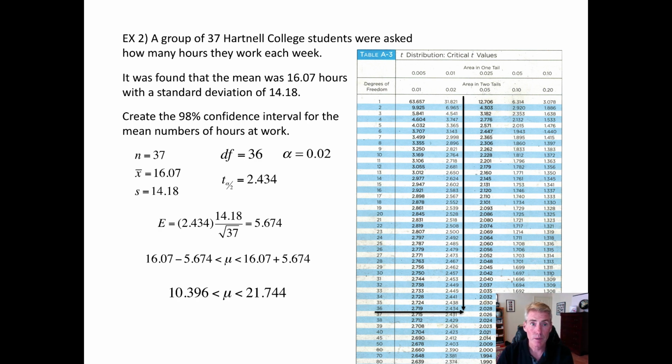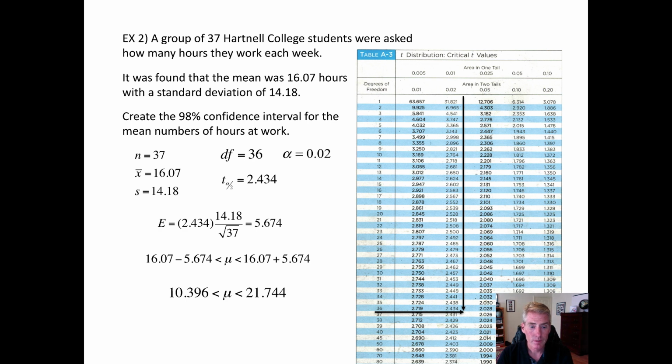So that's saying, based on these 37 people, I'm estimating that at Hartnell, students work somewhere between 10.396 and 21.744. And as long as those 37 people were chosen randomly, I can be 98% confident that this interval does truly represent Hartnell College.